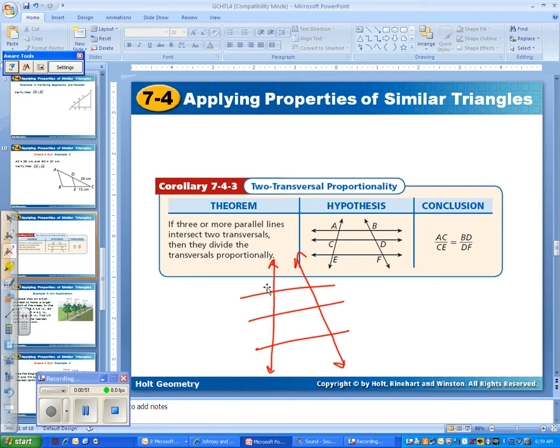So that means if this one was 1, 2, 3, and this one was 2, 4, what do you think this one's going to be? Well, you could set up a proportion. You could say 2 over 3 equals 4 over x. Cross multiply, and you're going to get that x equals 6. So that's basically what the transversal proportionality theorem, or corollary, excuse me, says.